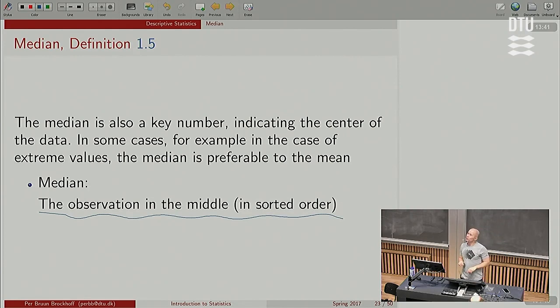In this case, 2 is also the mean, right? The mean of 1, 2, and 3 is 2. The median of 1, 2, and 3 is also 2, by chance.